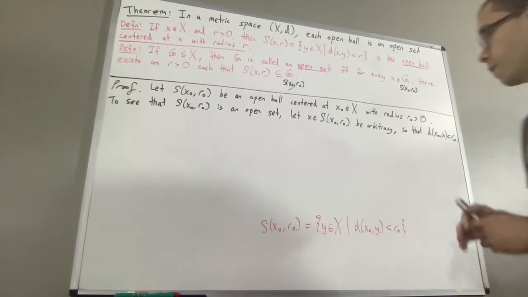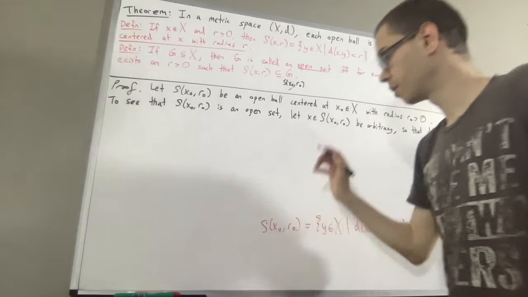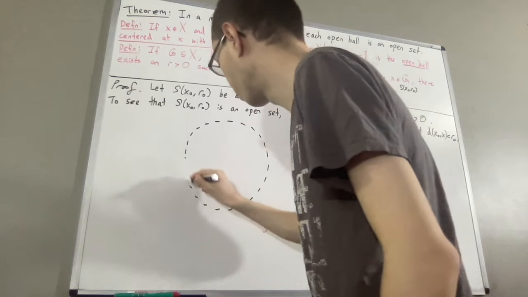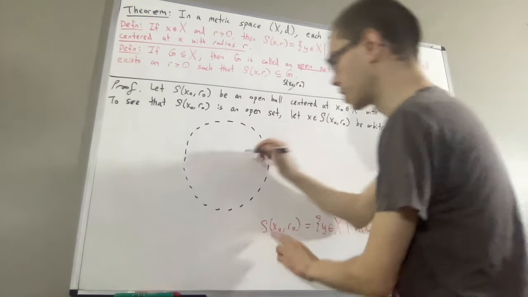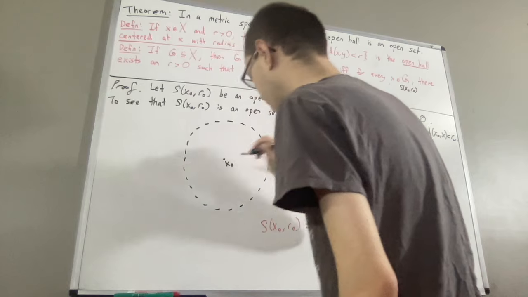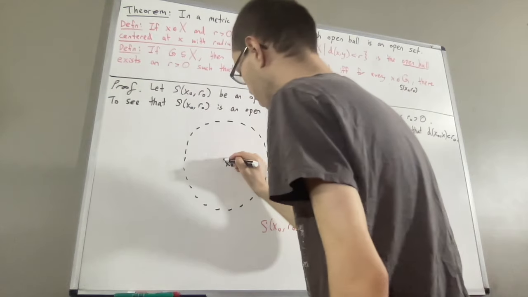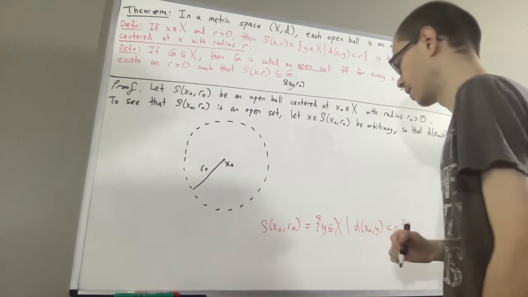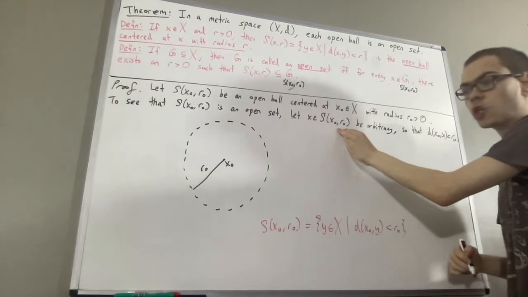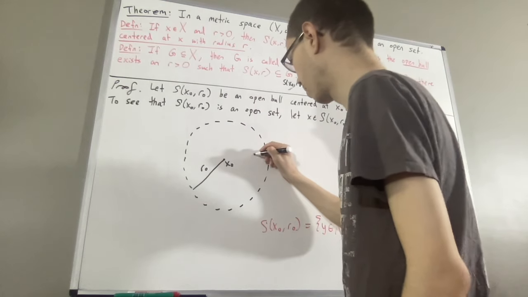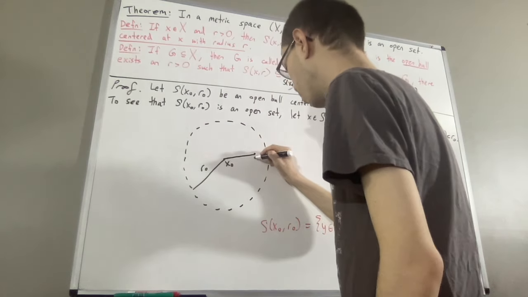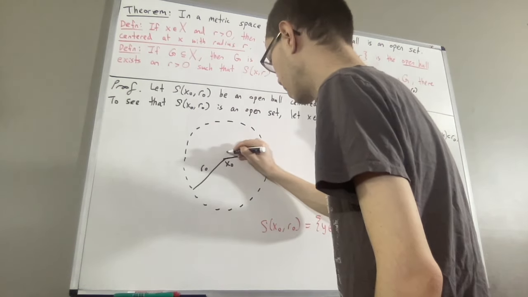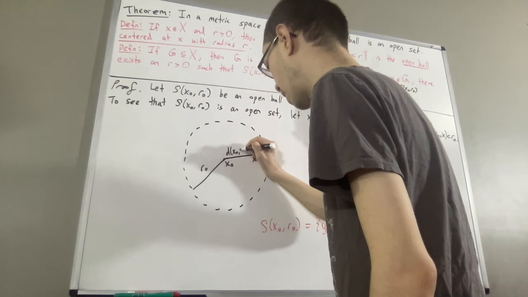Well, to figure that out, we could visualize what our open ball looks like. It's kind of like a ball, centered at x naught, and has radius r naught. We can represent the radius like that, and x is some point in the open ball. Maybe it's right here. So this is our point x. The distance between x naught and x, I'll indicate it like this. It's d of x naught comma x.